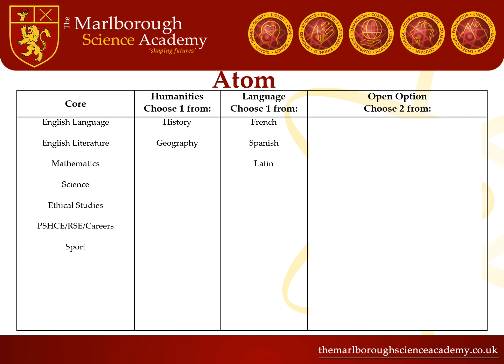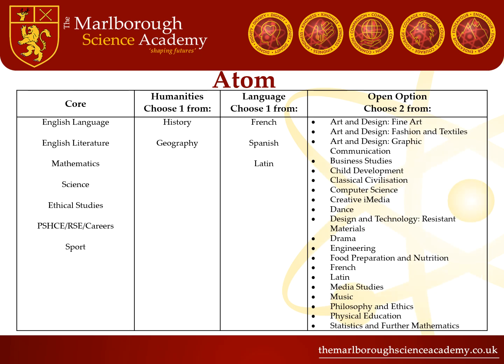Then they choose either French, Spanish or Latin from the language options. To study GCSE Spanish, ideally you should have studied at Key Stage 3. Students then have 2 open options and they choose 2 subjects from the subjects in the final column.